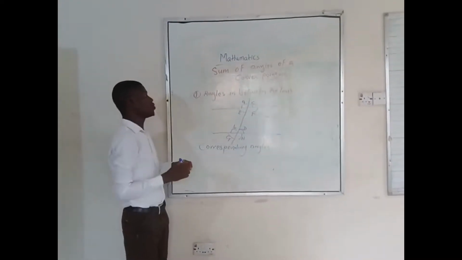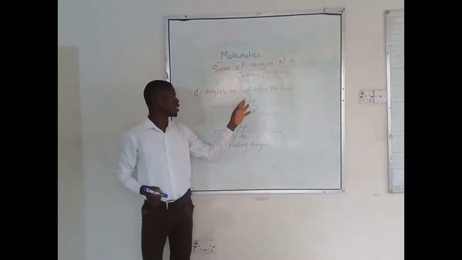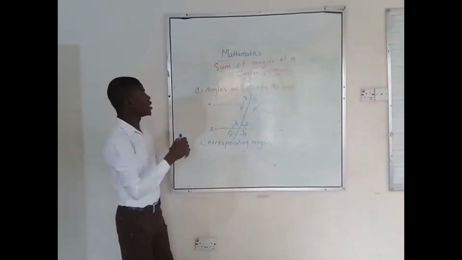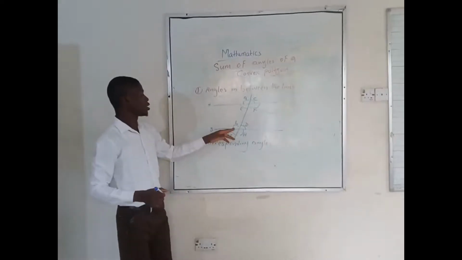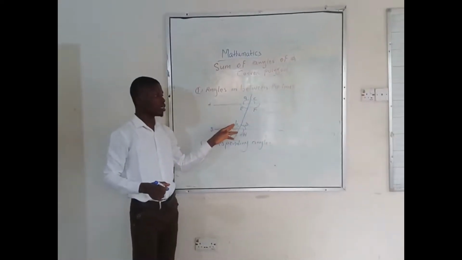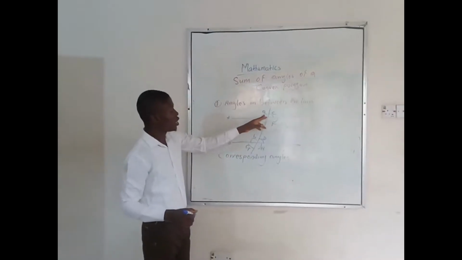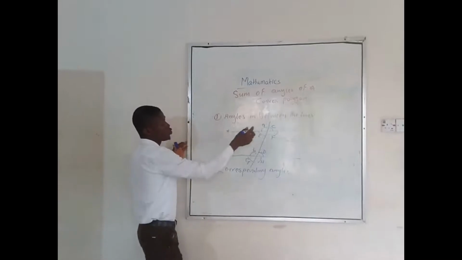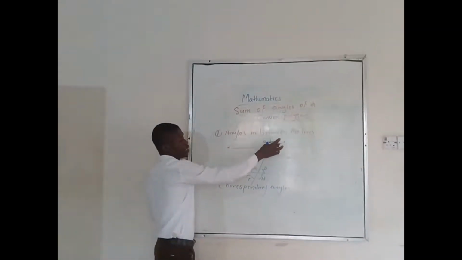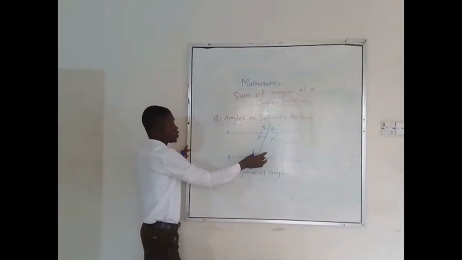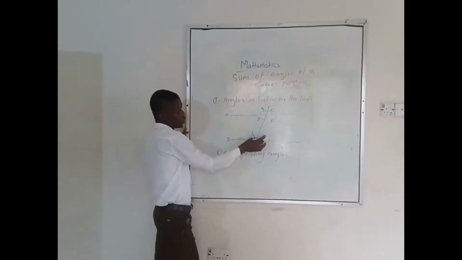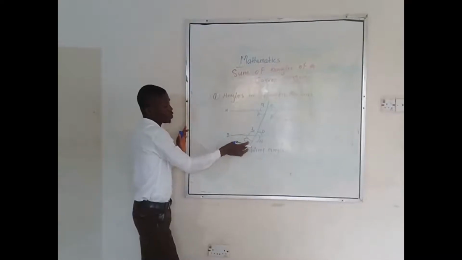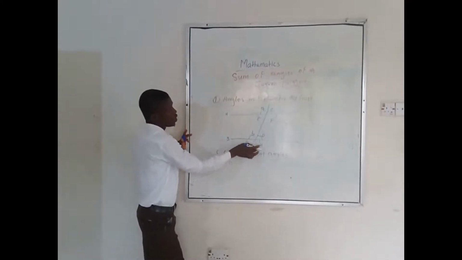Let me explain more. Let me say this is the firstborn of this house. This is house A. This is house B. This is the firstborn of house A. This is also the firstborn of house B. Then we say firstborn of house A corresponds to the firstborn of house B. The same thing will happen to this place. Secondborn of house A corresponds to the secondborn of house B. Then the thirdborn of house A corresponds with the thirdborn of house B, and so forth.